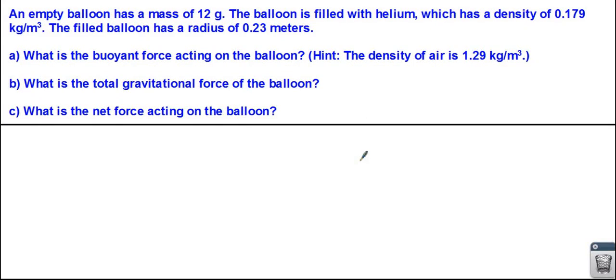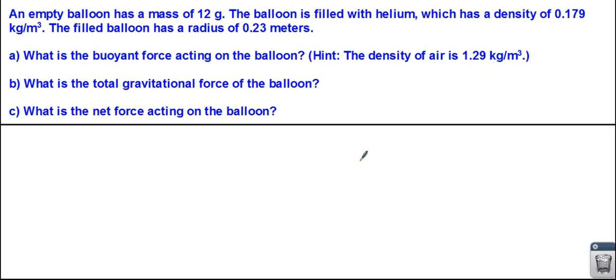An empty balloon has a mass of 12 grams. The balloon is filled with helium, which has a density of 0.179 kilograms per cubic meter. The filled balloon has a radius of 0.23 meters. What is the buoyant force acting on the balloon? Hint, the density of air is 1.29 kilograms per cubic meter.